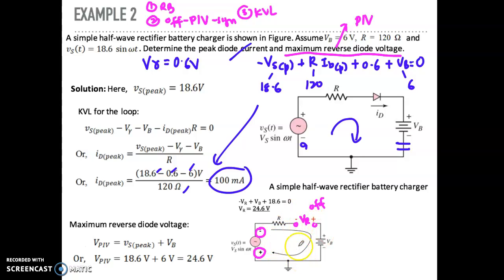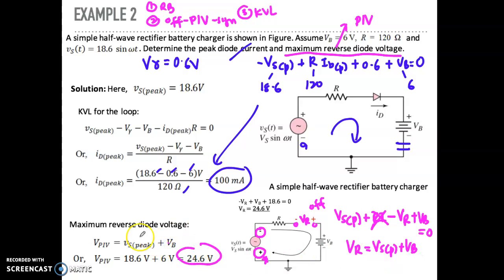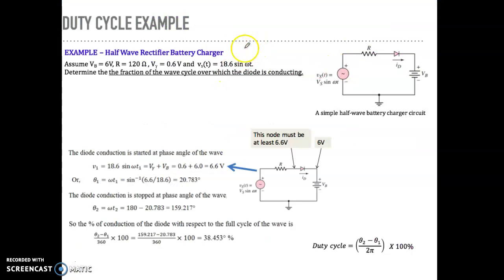Okay. So next step, you do the KVL. Let's see the KVL starting from here. It means here is V_s peak. Always denote the peak. Plus R, let's say you have I, minus V_R or PIV, plus V_B equal to 0. Please take note this is an open circuit, so you don't have any voltage drop here. So your reverse bias voltage here is actually V_s peak plus V_B. So this is what you can get here, 24.6 volt.